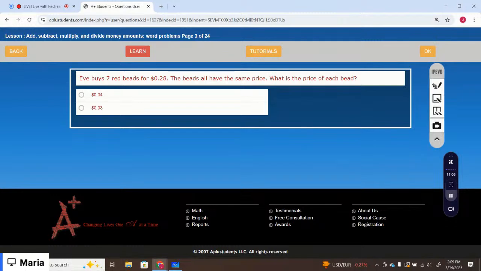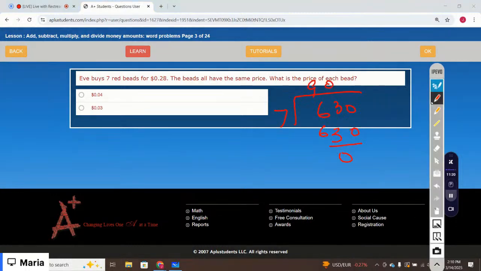Eve buys 7 red beads for $0.28. The beads all have the same price. What is the price of each bead? So you need to calculate the price of one bead. So you have to divide 0.28 by 7. So you need to count the table of 7 until 28. So 7 times what number is 28? 7 times 4 is 28.